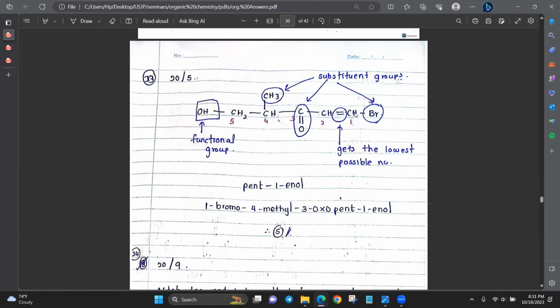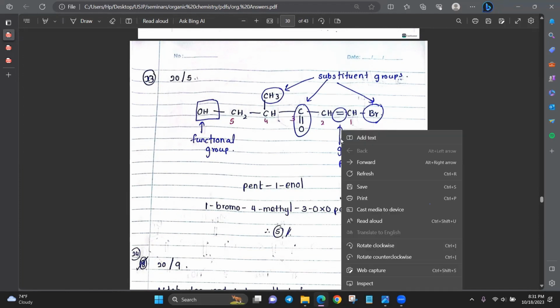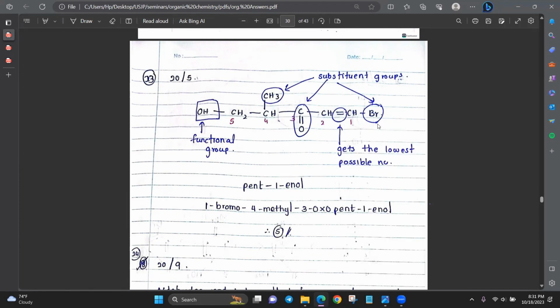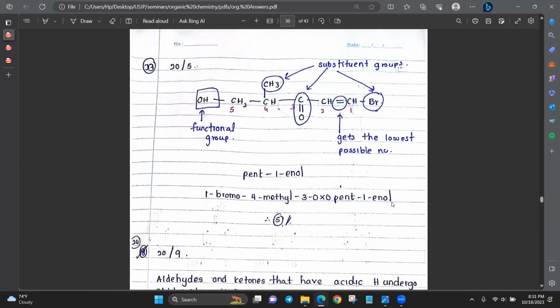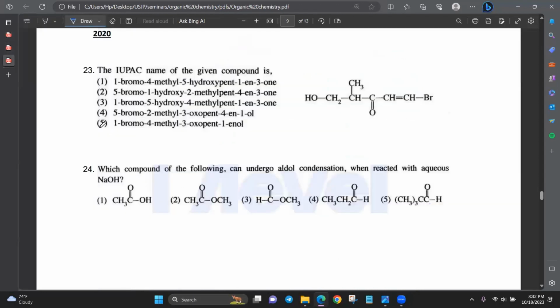Then when we are numbering the carbons, first we have to give priority to the double bonded place. The double bonded place gets the lowest possible number. Then 1, 2, 3, 4, 5. When we are numbering it like this, it will get pent-1-ene in all. That is the stem name. Then considering the substituent groups and the alphabetical order of the substituent groups, we are getting answer number 5. Okay. I'm not spending much time to explain that. Now we did that several times.